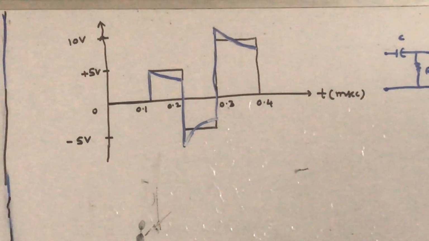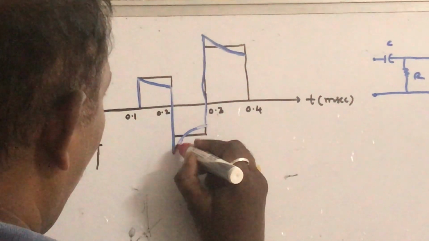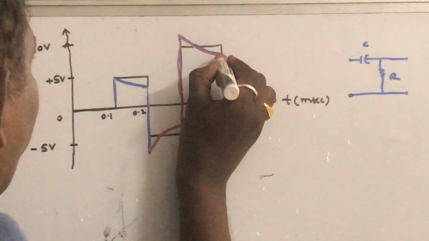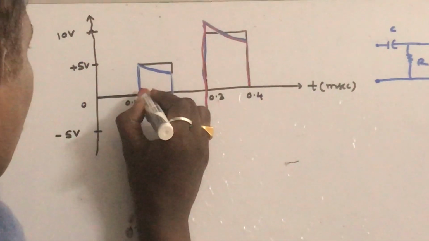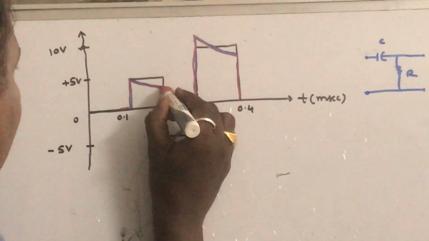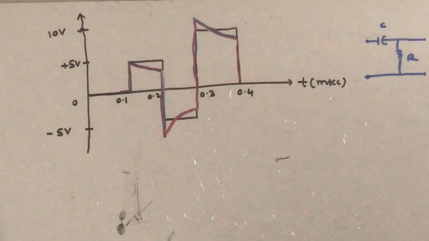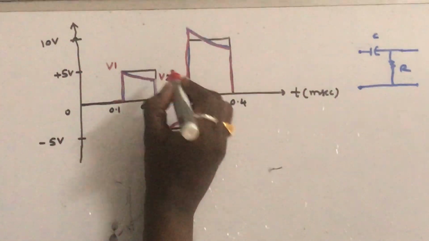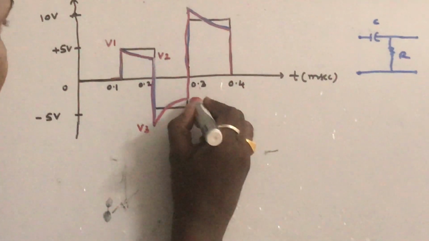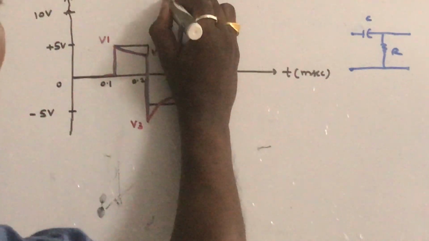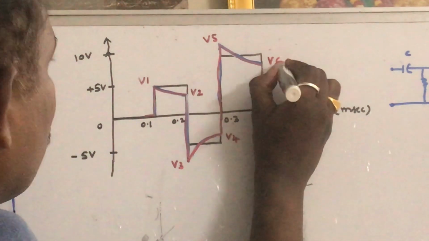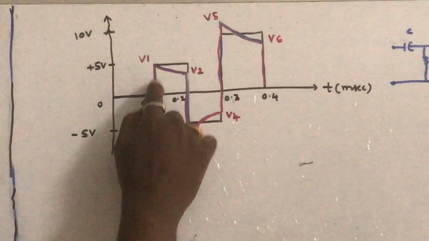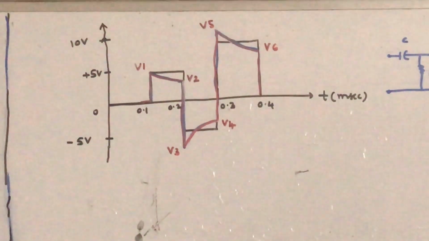This kind of output waveform you have to draw very carefully. This is the response for this kind of input. What we want to find out here: this is V1, this is V2, this is V3, V4, V5, V6. All these voltages we have to find out. First you have to draw the output waveform for this input; the red one is your output waveform.